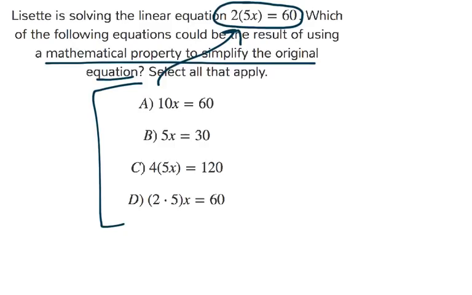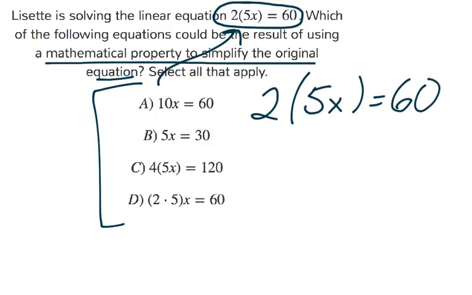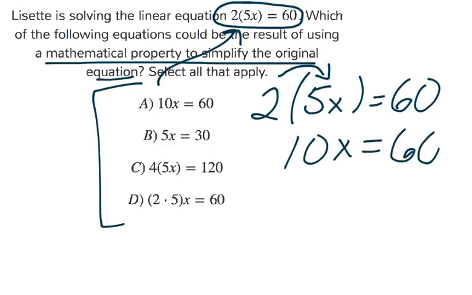All right, so let's look at A. 10x equals 60. Well, in that case, they took the original 2 times 5x equals 60, and it looks like they just distributed. They just multiplied into that parentheses. 2 times 5 is 10, so 10x equals 60. That is true. That is a simplified version of the same exact equation.